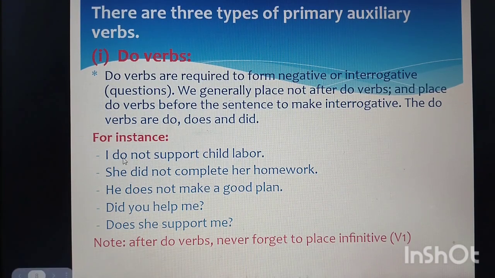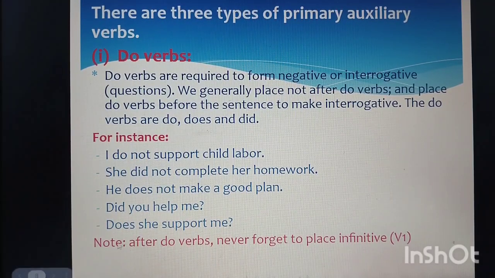For instance, I do not support child labor. You can see the do verb, and if we put not here, then it's called negative. She did not complete her homework. He does not make a good plan. Did you help me? You can put did before the sentence to make a question, interrogative.